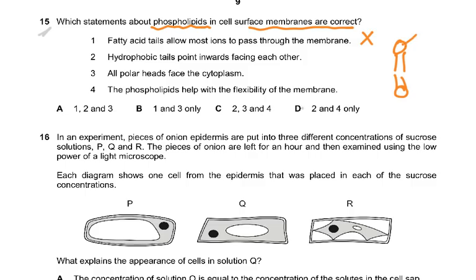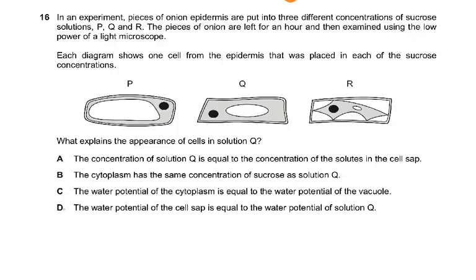No, this is polar and this is also polar. So polar is on the outside as well as on the inside towards the cytoplasm. So this is wrong. This was wrong. So the phospholipids help with the flexibility of the membrane. Yes, that's correct. So the answer is 2 and 4, which is D.